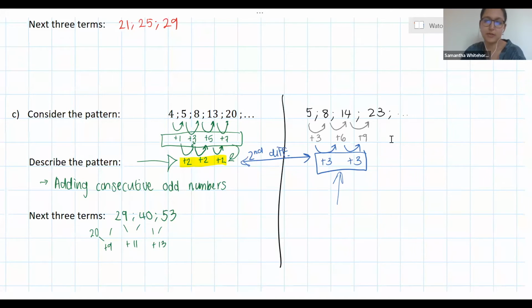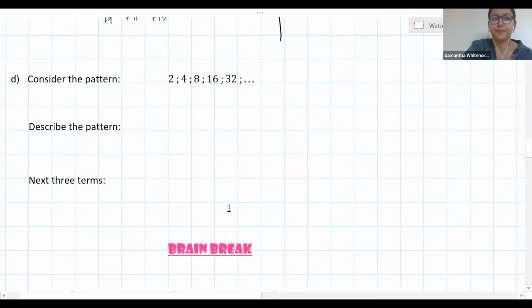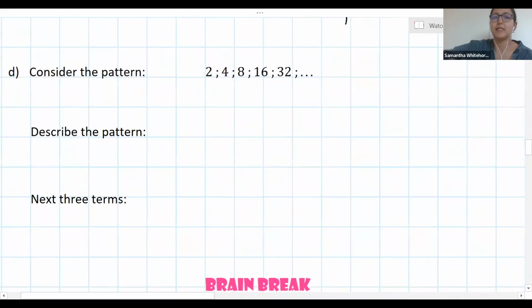Right, so guys, let's see if you need to screenshot it. I'm going to give you one more and then we're going to take a break. So here's question D. We've got 2, 4, 8, 16, 32. So again, think about what your pattern is. Think about what your next 3 terms would be. You can put your hand up, you can put it in the chat. Let's see what we think is going on here.